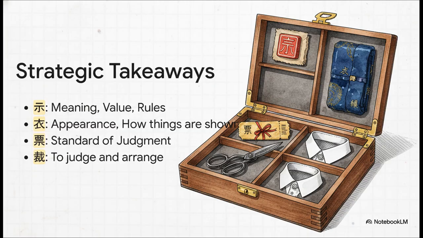Shi is the commander of meaning, value, rules, and standards. E is the commander of appearance and how things are presented. Piao is your standard of judgment. Cai is your tool to judge and arrange the external world. And King is the ultimate symbol of showing meaning through appearance.